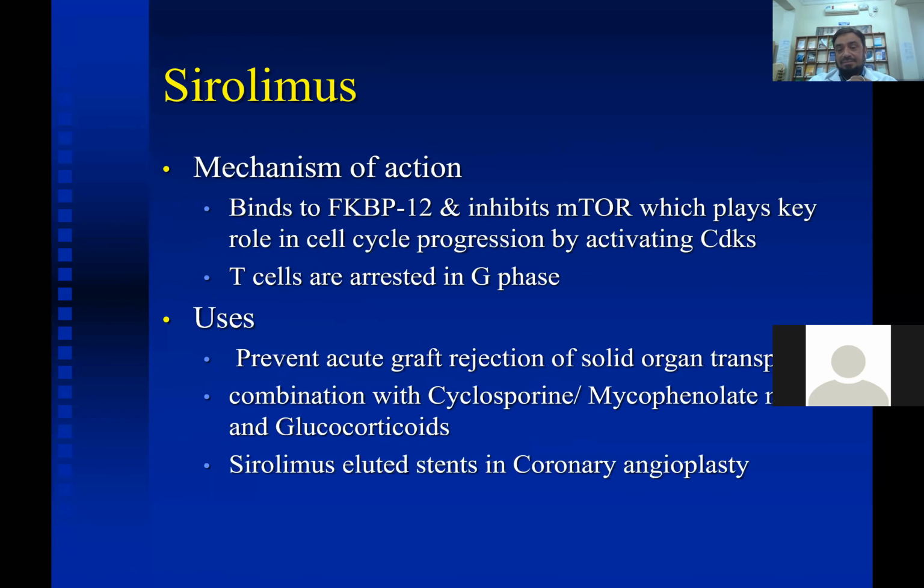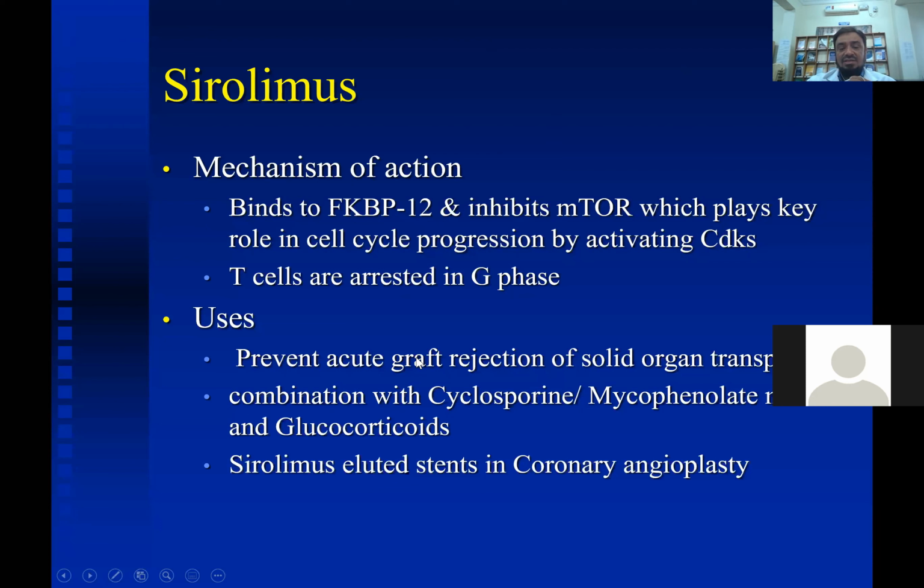Now coming to sirolimus. Sirolimus mechanism of action: it binds to FKBP12, that is FK binding protein 12, and it inhibits mTOR. Sirolimus was also known previously as rapamycin. So this R stands for rapamycin, that is, the mammalian target of rapamycin, and this plays a role in cell cycle progression by activating the cyclin dependent kinases. The T cells are arrested in the G1 phase.